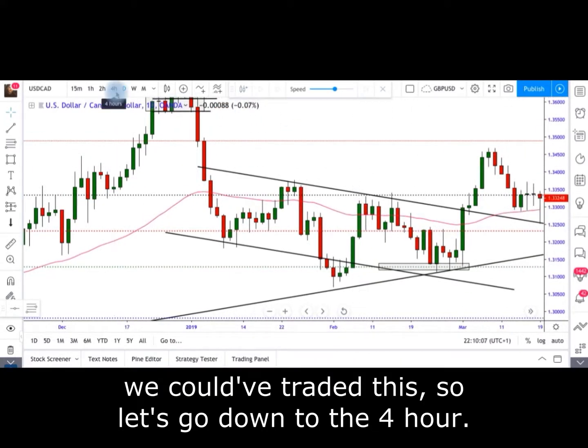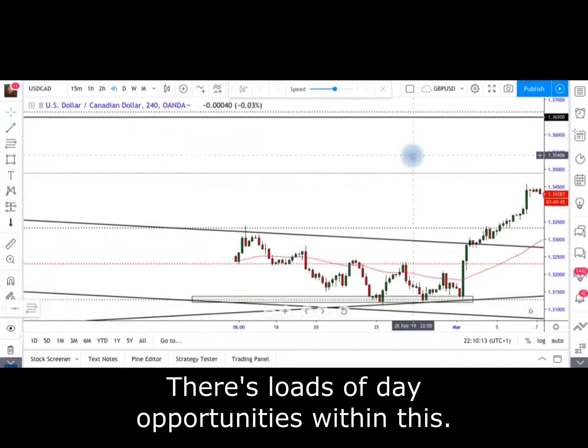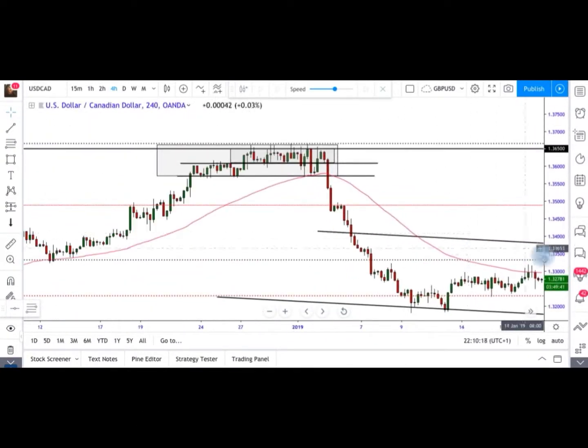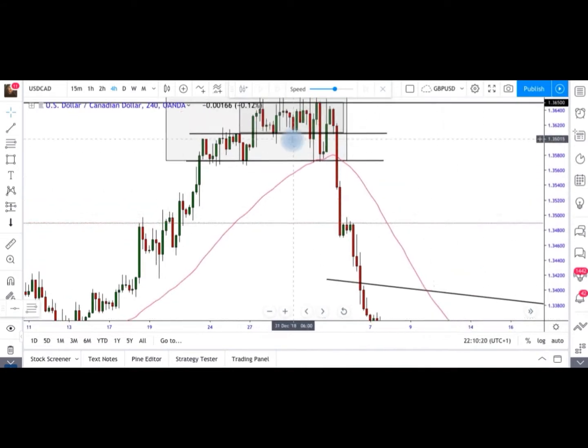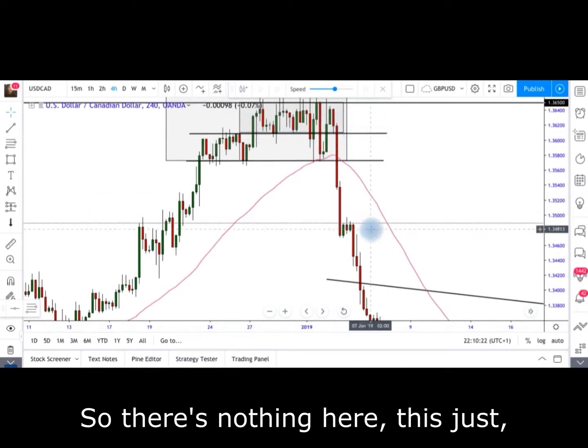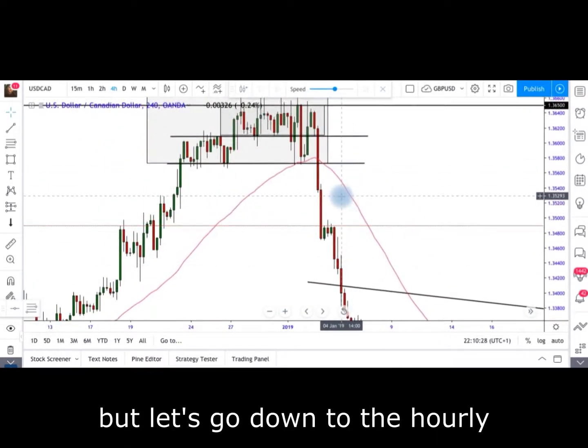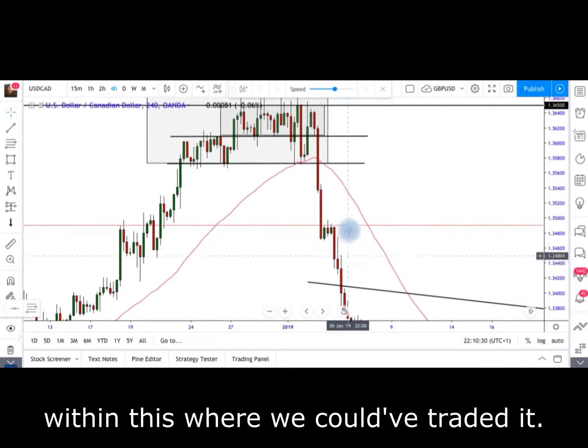So let's go down to the 4-hour. There are loads of day trade opportunities within this. There's nothing here. This just looks like one big fall, like a massive collapse. But let's go down to the hourly and see if there were any opportunities within this where we could have traded it.